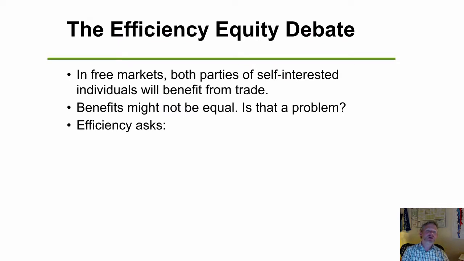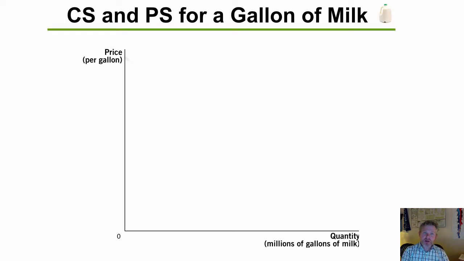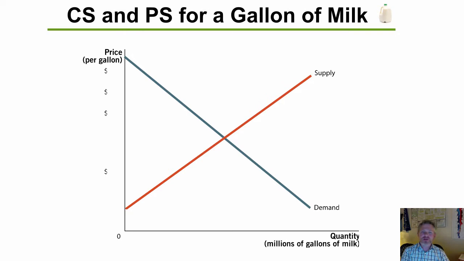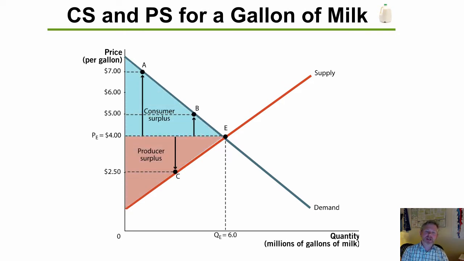So in free, competitive markets, both parties are self-interested and benefit from trade. All the trades that are mutually beneficial will happen. The benefits might not be equal, however. In this particular graph we just drew, it looked like more or less the producers and consumers made off with about the same surplus. But as we're going to see, that doesn't have to be the case. The producers could do way better than the consumers and vice versa.